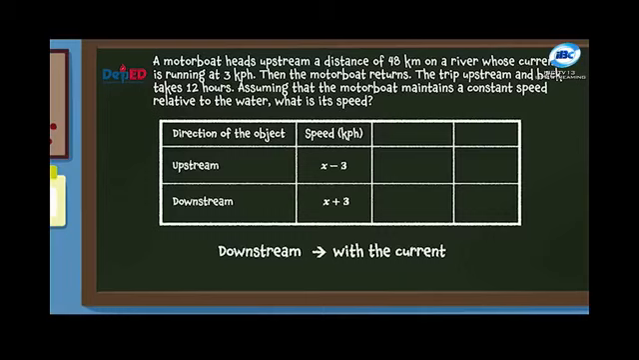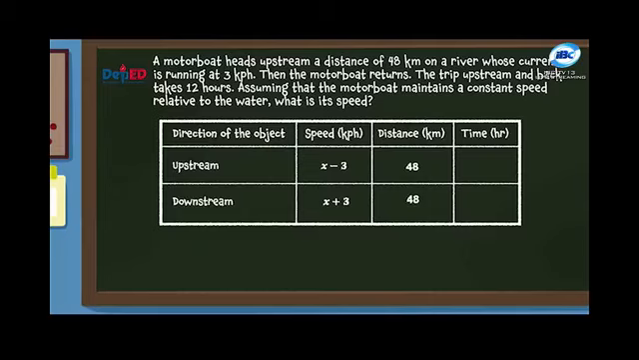Third, we record in the table the distance covered by the motorboat in each direction. It goes upstream as far as it goes downstream. Both trips are 48 kilometers long. Lastly, we take note of the time. The problem did not state how long it takes the boat to travel in each direction. We must express the time in terms of the distance and speed.